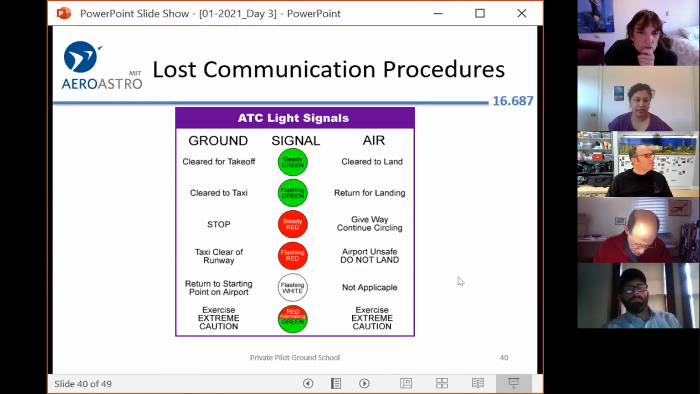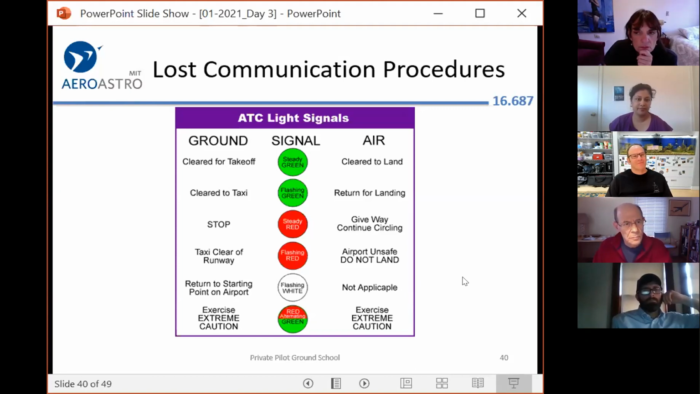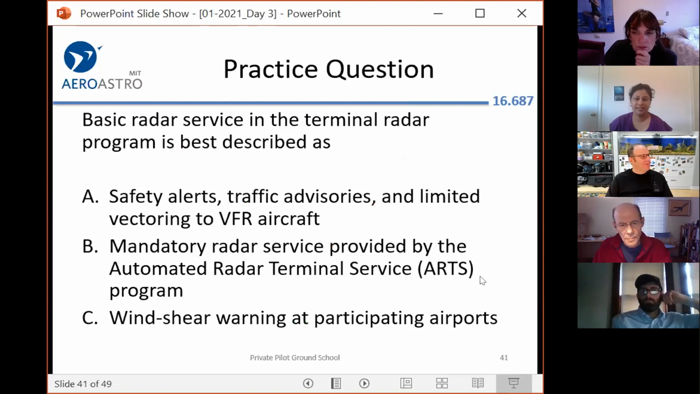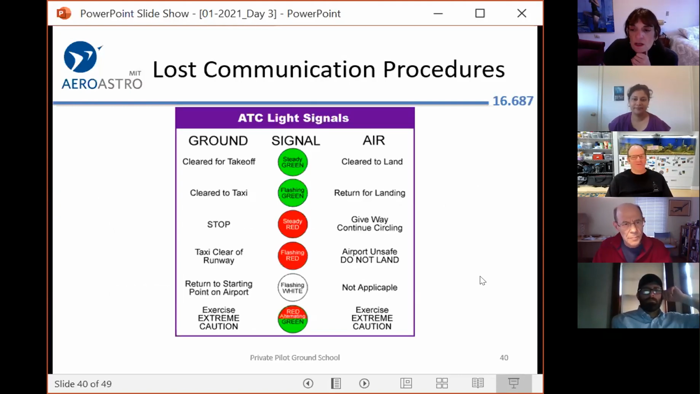These are some light gun signals. If you lost communications and you're landing at a towered airport, if you don't see the light gun signals when you're on short final, you should be prepared to go around. Yeah, somebody asked a question about whether you can ask the tower for practice with the light gun, and the answer is yes, you can. They're very happy to bring it out for a training exercise.